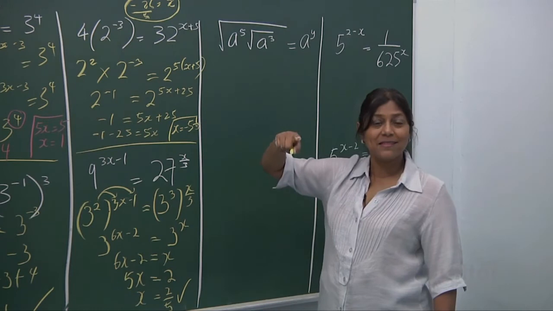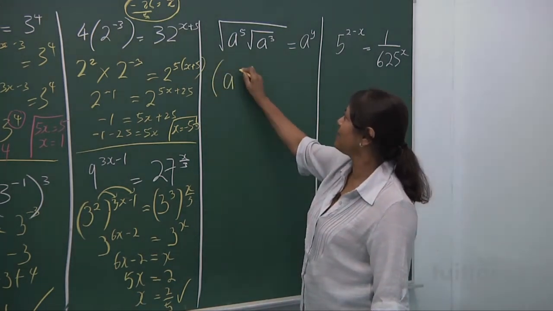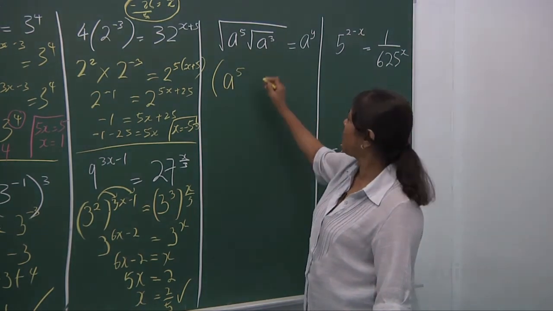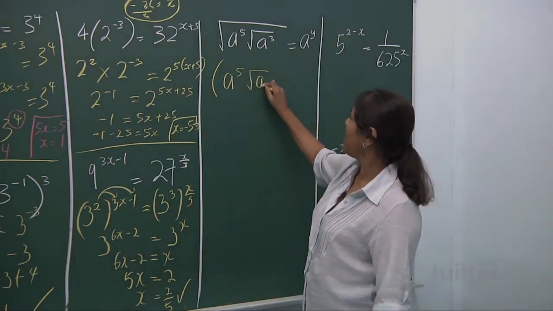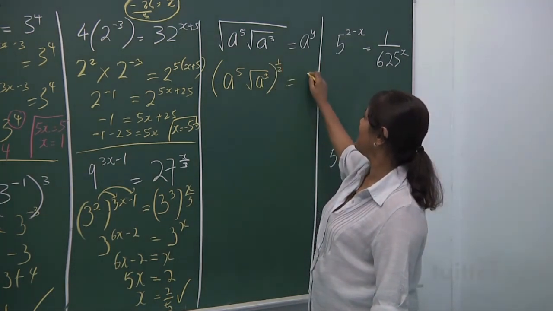Square root means the power of half. Let's write that first. A to the power of 5. Square root A, and there is a 3 here, to the power of half. And this is AY.